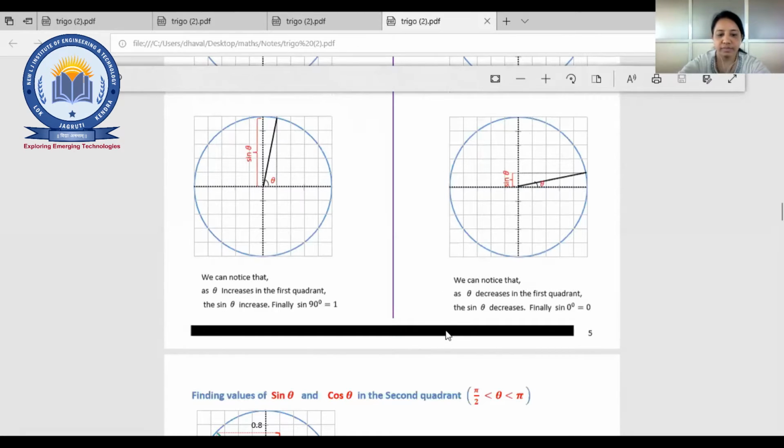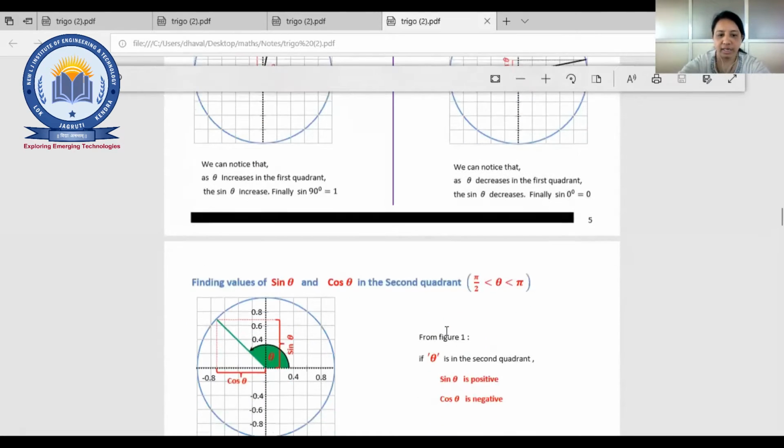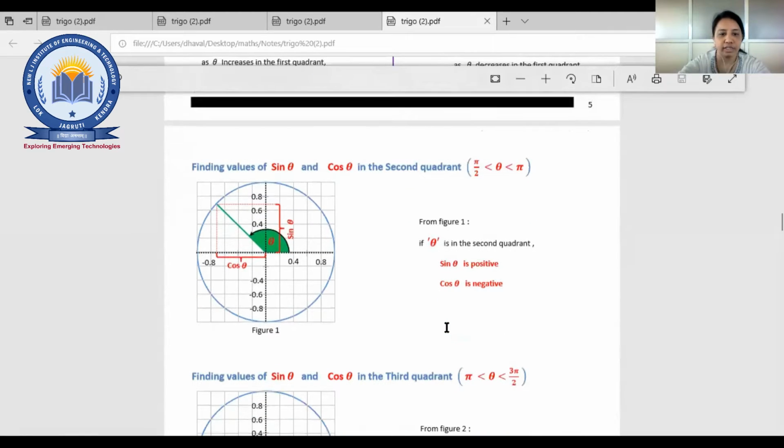Fine. Okay. So there is no confusion in this, right? Now, moving to the next point: finding the value of sine theta and cos theta in different quadrants. That means just the sign, that is, whether sine theta is positive or negative, or cos theta is positive or negative.